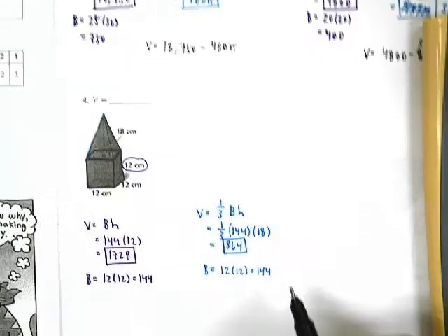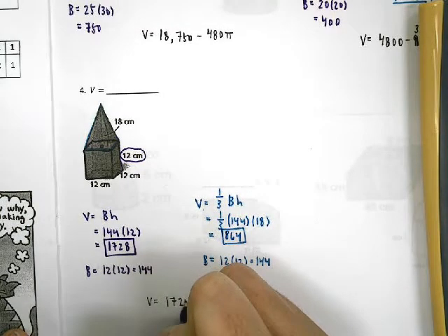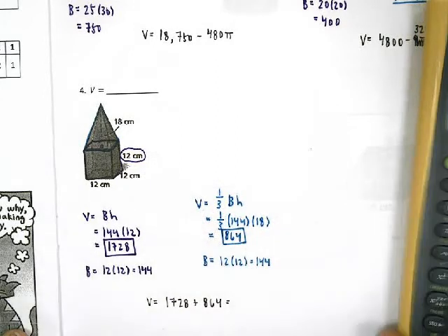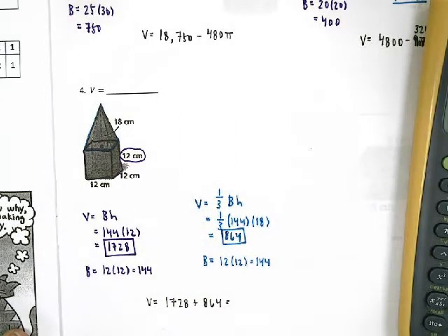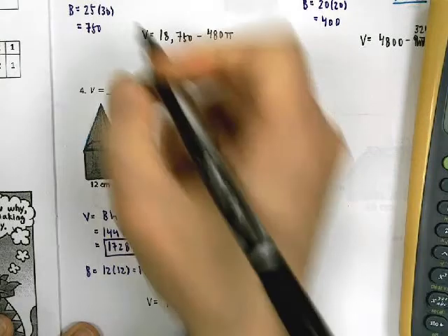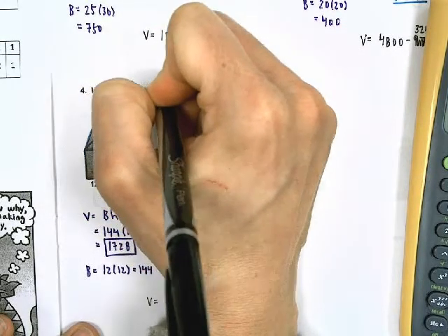So now we're just going to add those two volumes together, get 1,728 plus 864, and I get 2,592. And that's cubic centimeters.